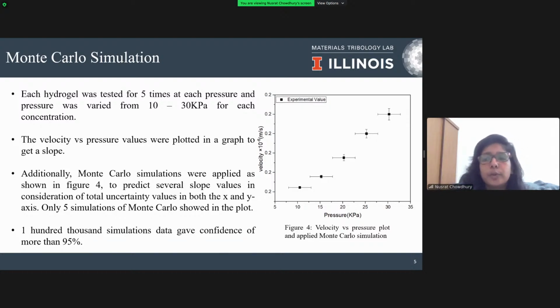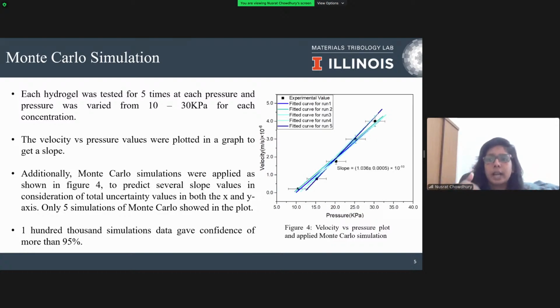Additionally, we applied a Monte Carlo simulation, where we did uncertainty analysis for both x and y, velocity and pressure values, found the ranges of x and y error bars, and took random values from those limits of x and y. We applied a linear fit several times. For your visual clarity, I showed 5 runs of the Monte Carlo simulation and their slope values and the confidence. For reaching 95% confidence, we did 100,000 Monte Carlo simulations and found a precision up to 0.3 decimal places. So I just showed the 5 values.